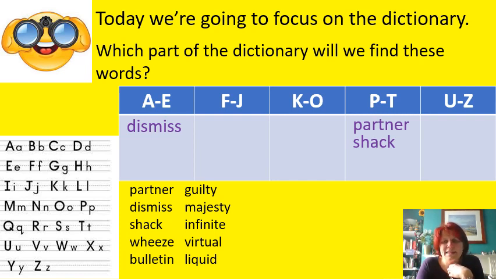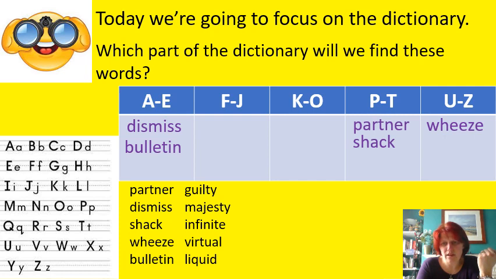Okay. Wheeze. Oh, I know W's right near the end of the alphabet. So it's going to be in this section of the alphabet here. This section goes all the way from U, V, W, X, Y, Z. This one's got 6 letters in. So there's my W. It's there near the end of the alphabet. So there's wheeze. Bulletin starts with a B. A, B. A, B, C, D. So B is going to go in there.